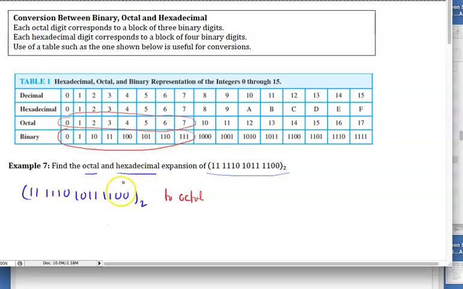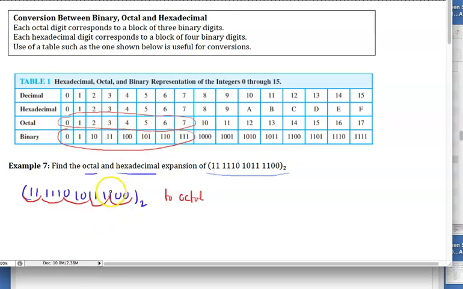So if we want to go from binary to octal, we start on the right and form groups of 3 digits. So I have 3 digits, 3 digits, 3 digits, 3 digits, and however many digits we have there. Each of these groups gets transformed into an octal digit.